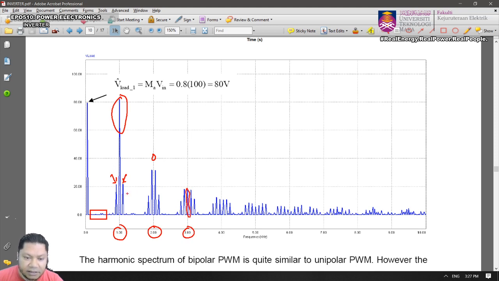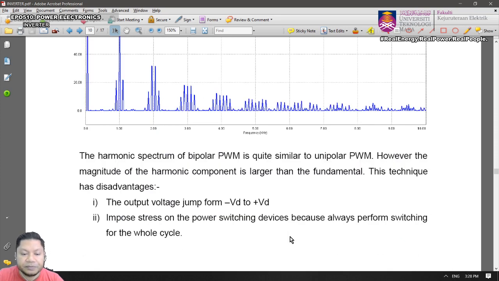Let me highlight that one as well. There are no harmonics for even multiples, they only exist for 1, 3, 5, 7, 9. Those are the harmonics. Okay, so the harmonic spectrum of bipolar is quite similar to unipolar. However, the magnitude of the harmonic component is larger than the fundamental.